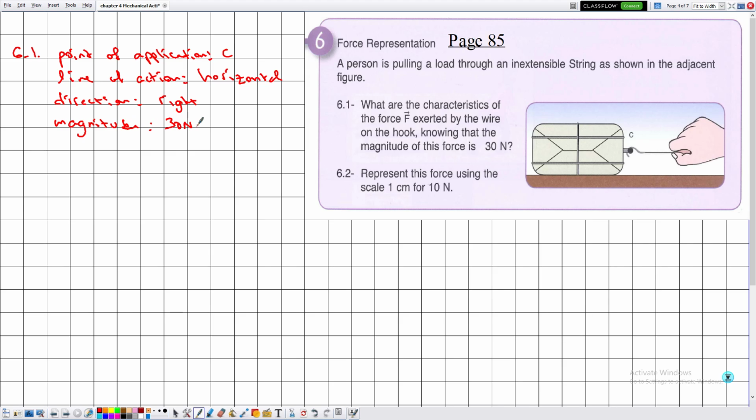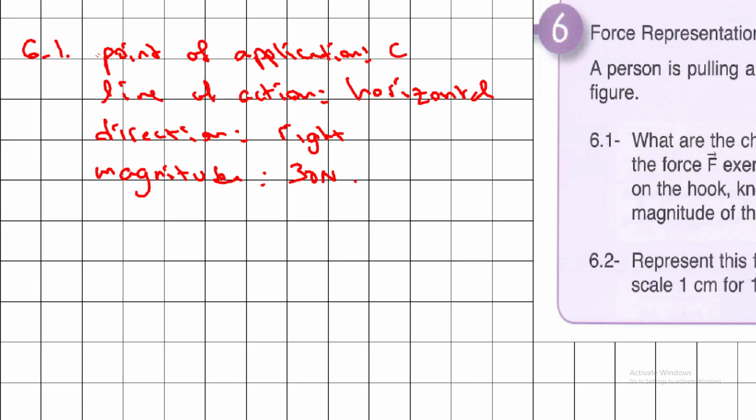And recall that whenever we need to list these properties, we need to list them in this order: P, L, D, and M, which is given by the building. Okay?